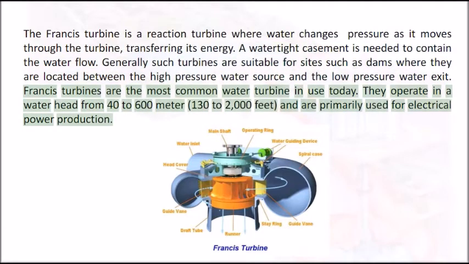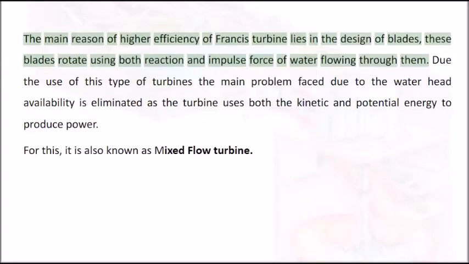Francis turbines are the most common water turbine in use today. They operate in a water head from 40 to 600 meters, 130 to 2,000 feet, and are primarily used for electrical power production. The main reason for the higher efficiency of the Francis turbine lies in the design of the blades. These blades rotate using both the reaction and impulse force of water flowing through them.